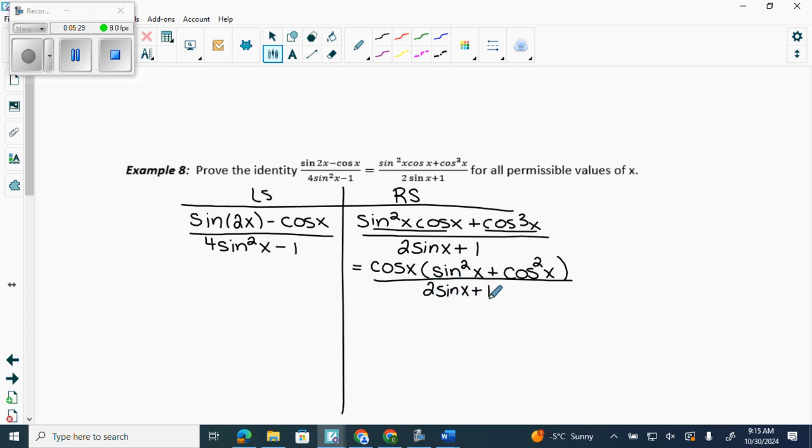Does anyone see something else that can happen? Yeah. So on the formula sheet, Pythagorean theorem identity, the very top one, it says sine squared x plus cos squared x equals 1. So this whole thing can turn to a 1. And I'm left with cos x all over 2 sine x plus 1.